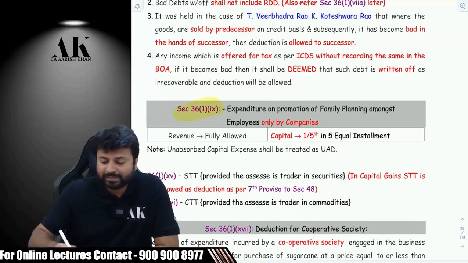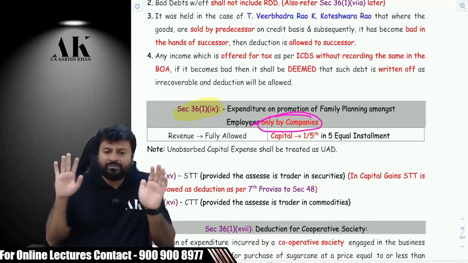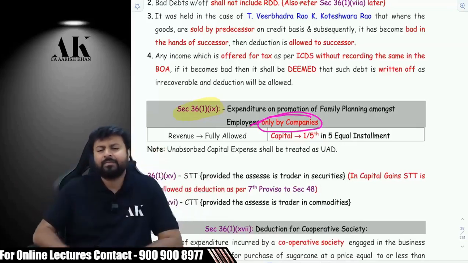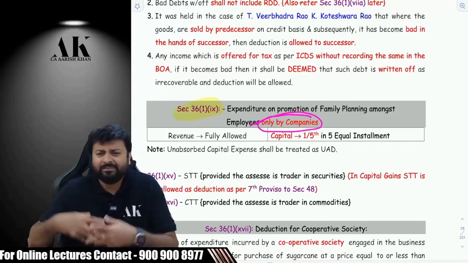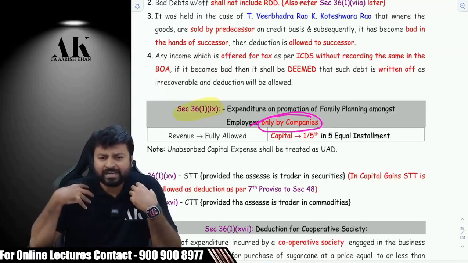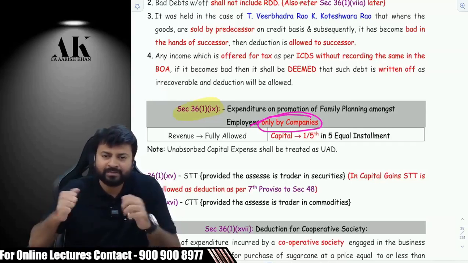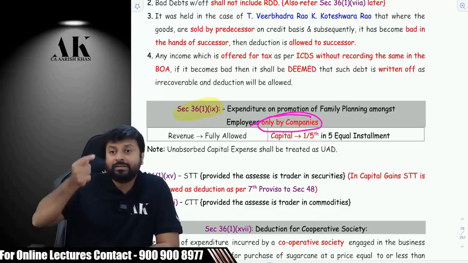Okay. Now this is the first deduction under the income tax law so far, which is only allowed to companies. Circle it, please. This deduction is not allowed to individual, HUF, firm, LLP, cooperative society, trust. It is not allowed to any person except company. So this is only allowed to company. Okay. Now what kind of deduction is this? How is it related to business here? I am Tata, I am Reliance, I am Adani, and I am creating awareness amongst my employees regarding what? Family planning. And in that process, I am incurring some expenses. So the government is giving me that deduction.